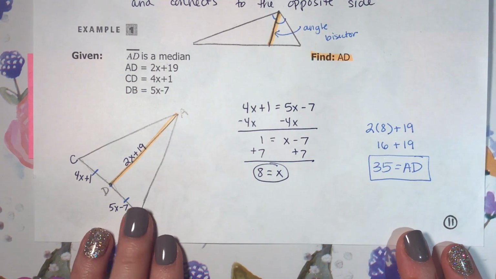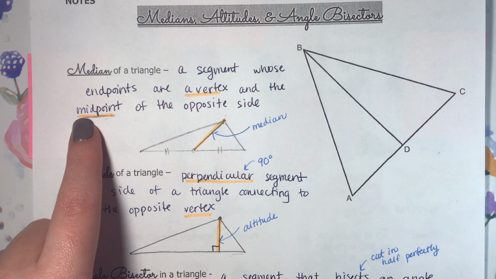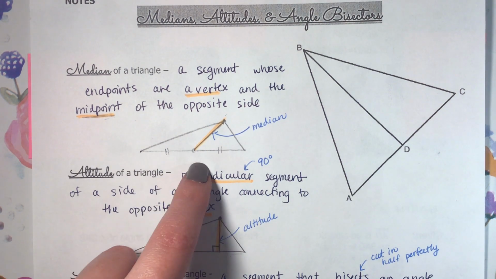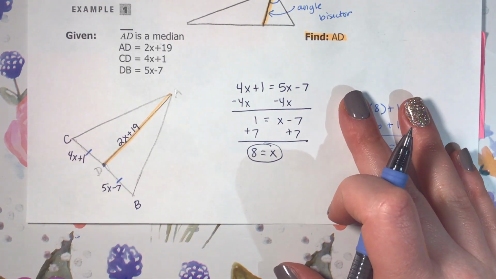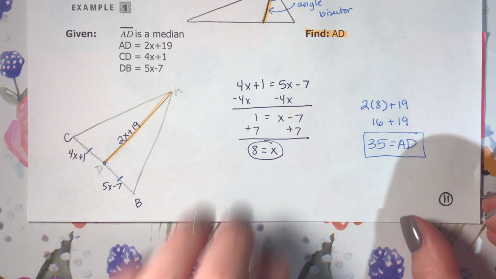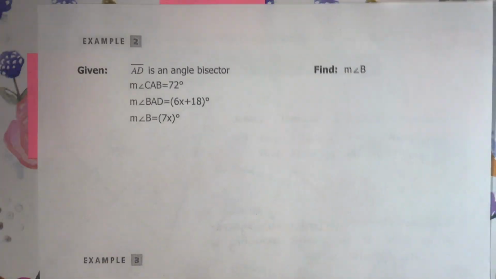So all I did in this problem was use the definition of a median, and it says that a median connects the vertex to a midpoint. Because this is a midpoint, it's cut perfectly in half. So then I used that to set these two equal to each other, and then I substituted in from there. Okay, moving on to the next example.